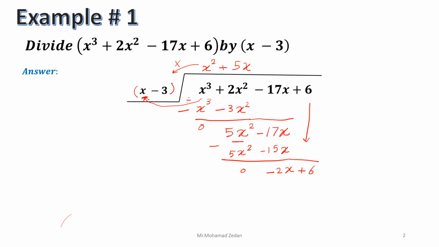Negative 2x divided by x is negative 2. Negative 2 times x is negative 2x, and negative 2 times negative 3 is positive 6. So here the remainder is 0. So the quotient here is this expression, x squared plus 5x minus 2.